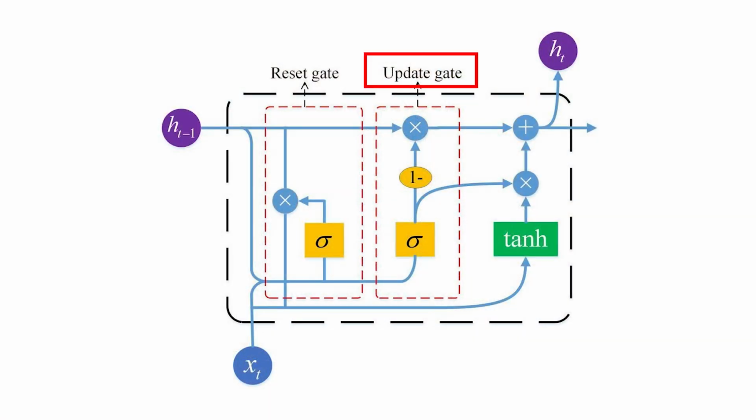GRUs simplified the gating by using only two gates rather than three, which was the case in LSTM. They had an update gate, which determined how much of the previous information to keep versus how much of the new information to consider, and the reset gate, which determined how much of the previous information to forget. The reduced gating in GRUs made them more efficient in terms of computation.